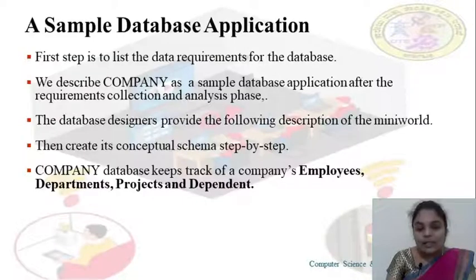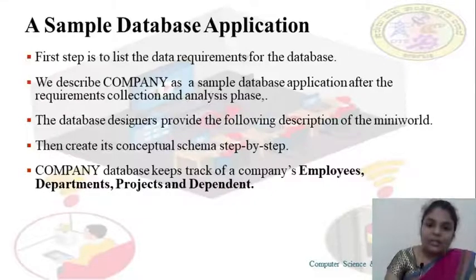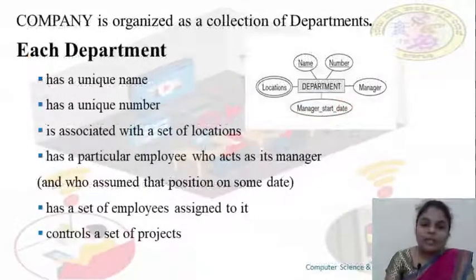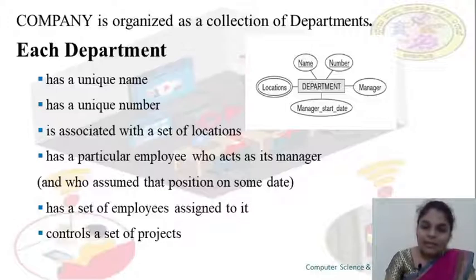If I consider the company database as an example, the last point highlights that the company database has to cover the employee details, the department's details, the project details, and the dependent details. We look into the company's department details now. The company is organized as a collection of departments. A company can have many departments: manufacturing, testing, analyzing. Company can have many departments.